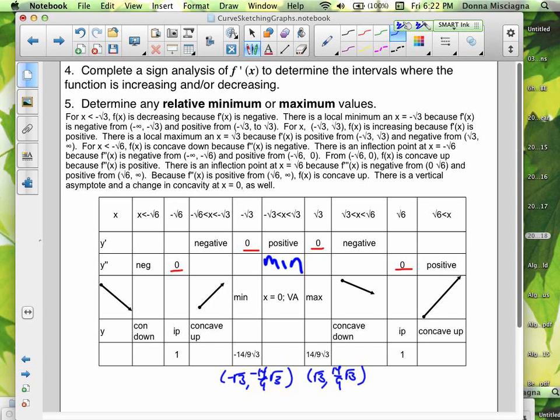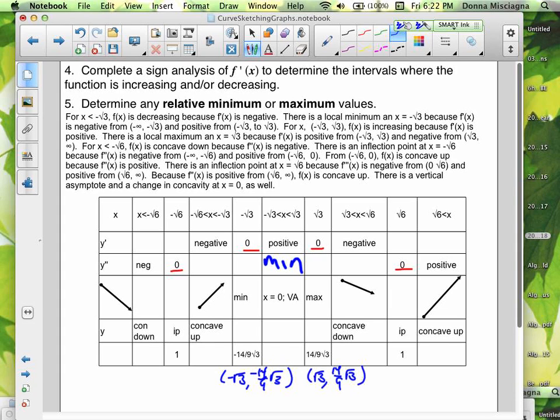All right, so if we look at our second derivative, we had a critical point at negative square root of 6 and the square root of 6. All right, so for values less than negative square root of 6, the second derivative was negative. For values greater than the square root of 6, we were positive. We were positive, and then we were negative again.